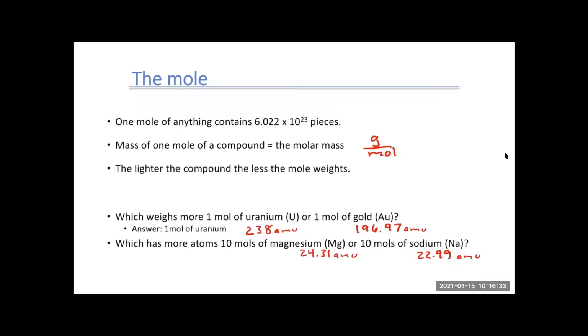But now we're asking to count how many atoms. We're counting the number of atoms. We don't care about the weight. So since we're counting the number of atoms, I have 10 and 10. So that means neither one. They both have the same number of atoms. They both have 10 moles of atoms.